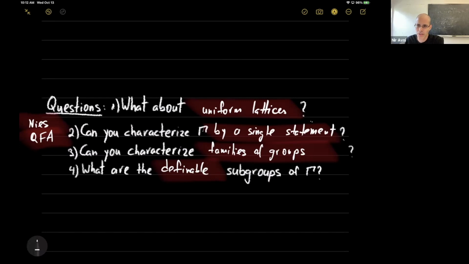Did I answer the question? Yeah, I guess definable subgroups are classified by or defined by finitely many statements. That's right. Well, if they're defined by finitely many statements, then they're defined by one, right? You can just state the conjunction. Okay. Yeah. So it's important they are defined by a single statement.